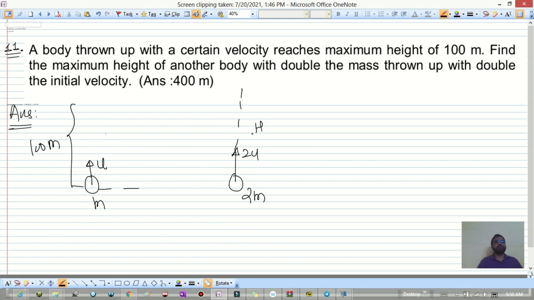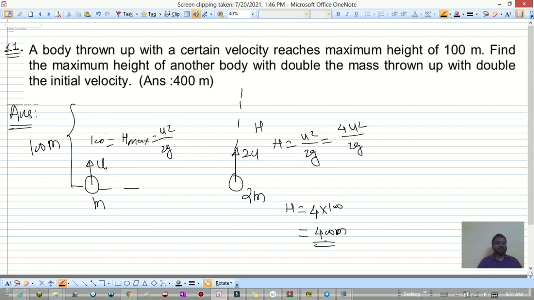This h we want. Now as you can see, in the maximum height formula, it is u square by 2g. Mass is not present, so over here also u square divided by 2g, but instead of u, you have to write 2u, so it will become 4u squared by 2g. This is given 100, that means u square by 2g is 100. So what is the height if you throw the body with double the velocity? It is 4 times the given height, that is 400 meter. Okay, so I hope this is clear now.